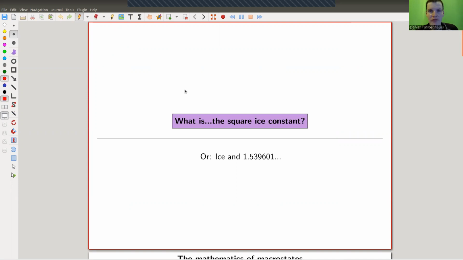Okay, welcome everyone to my continuation of what are my favorite theorems, my very biased collection, as usual. Today, a bit of statistical mechanics without really doing statistical mechanics, we'll see.